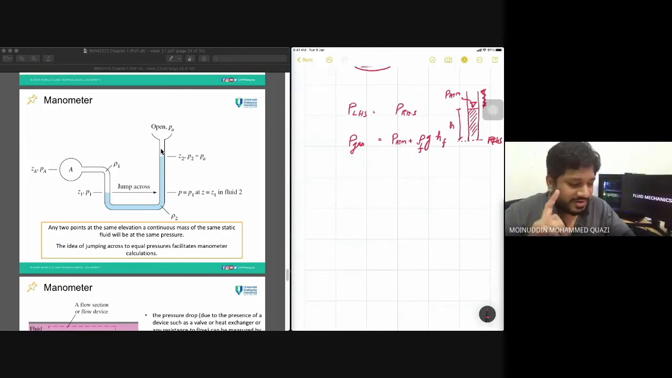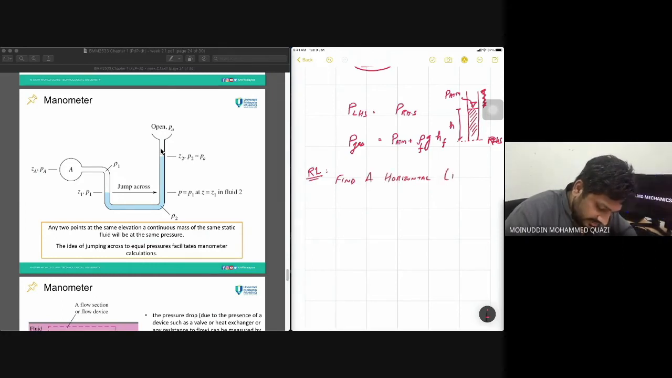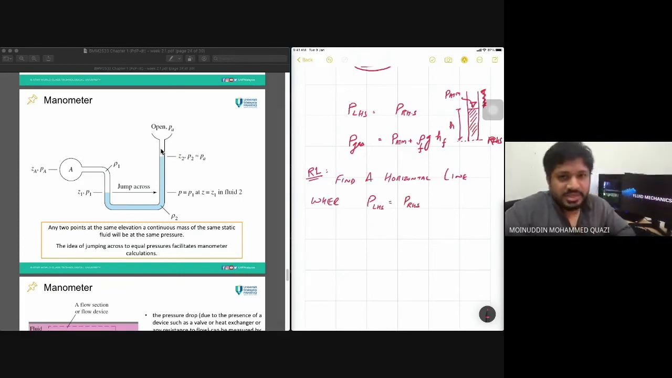Now rule number 1: find a point where the pressure is equal on the left hand side and the right hand side. Rule number 1, find a horizontal line where the pressure at the left hand side is equal to the pressure at the right hand side. So in this figure, where is the location where the pressure at the left hand side is equal to the pressure at the right hand side? This part.